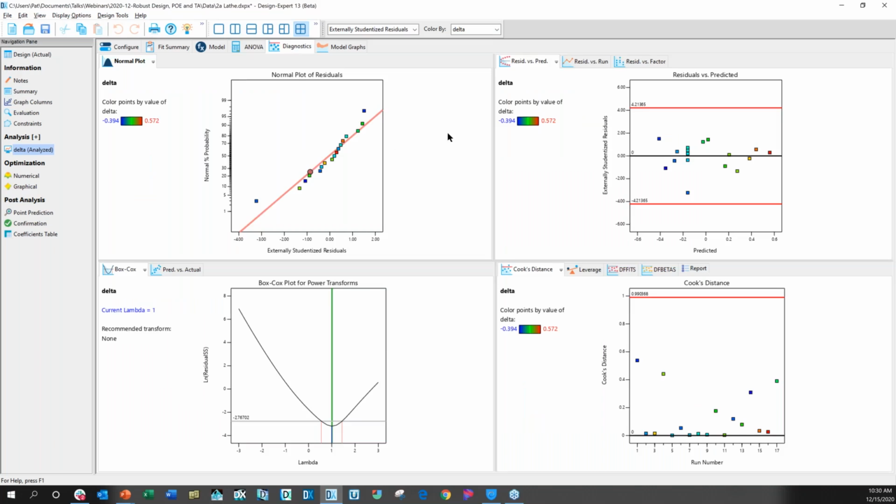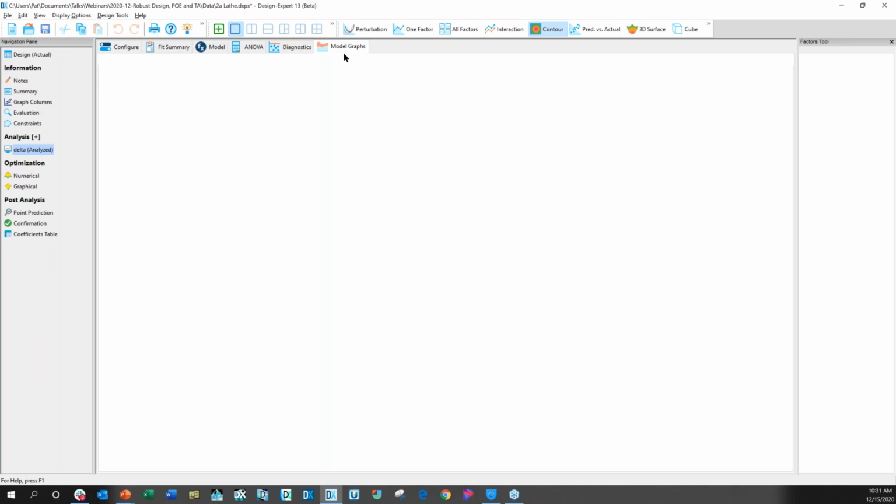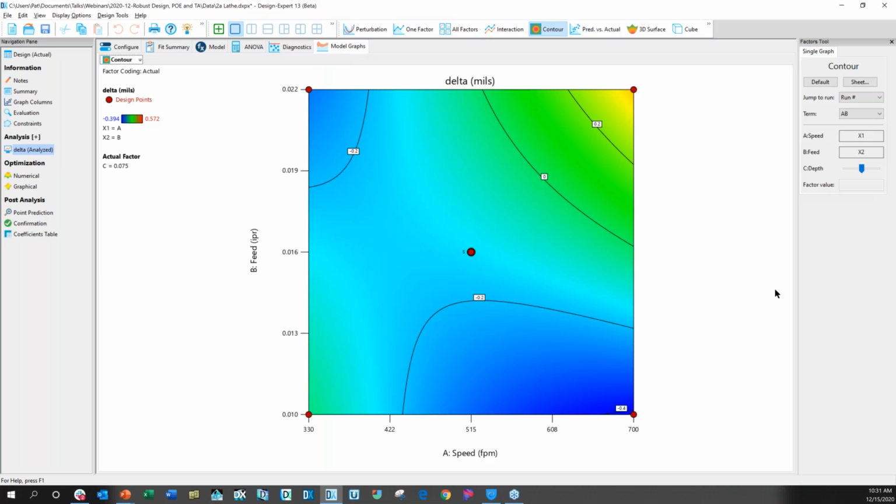Now this is real data. I could look at the diagnostics. There does seem to be one point that's a little bit different than the others, but if I look at it over here, that's the highlighted point. It doesn't seem really unusual, and it's not all that influential, so I'm not going to worry about it. Now I can go to model graphs, and if I look at this, notice there's a contour of 0 here. That's what I want. So I could operate on that contour of 0.